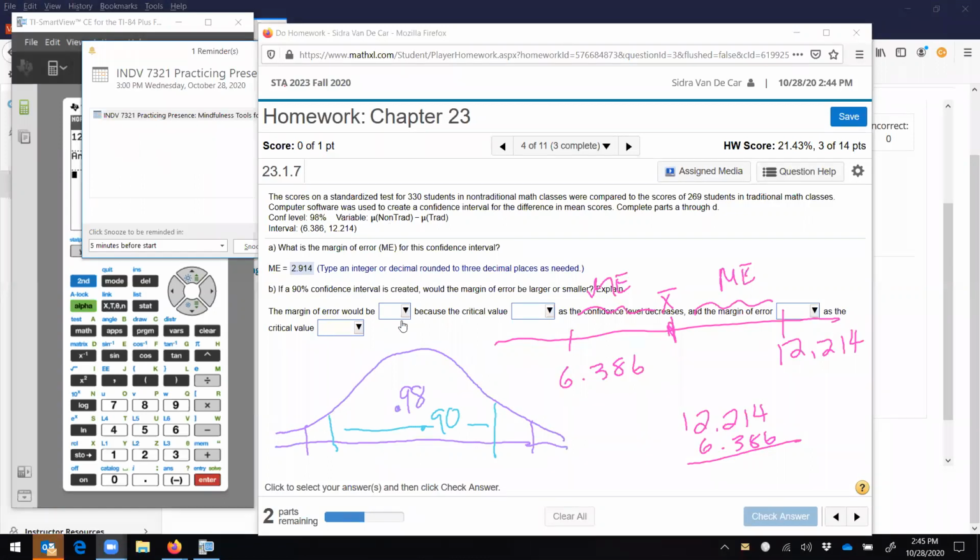So our margin of error would be smaller because the critical value decreases as the confidence level decreases, and the margin of error decreases as the critical value decreases. They really worded that weird. Okay.